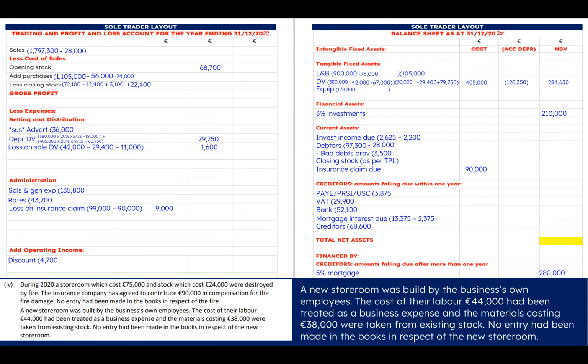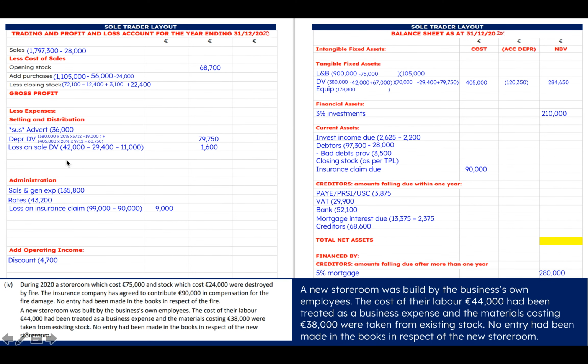A new storeroom was built by the business's own employees. The cost of their labour, 44,000, had been treated as a business expense, and the materials costing 38,000 were taken from existing stock. No entry had been made in the books in respect to this new storeroom. Before we get started on this, I need to make sure that you have this drilled into your heads. The trading profit and loss account records expenses and revenues of the business for the current year, and it helps us say, did the business make a profit or a loss from conducting all of its business affairs.